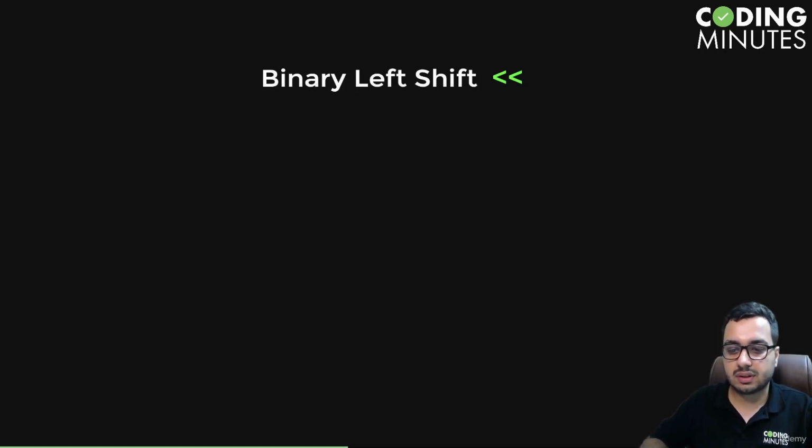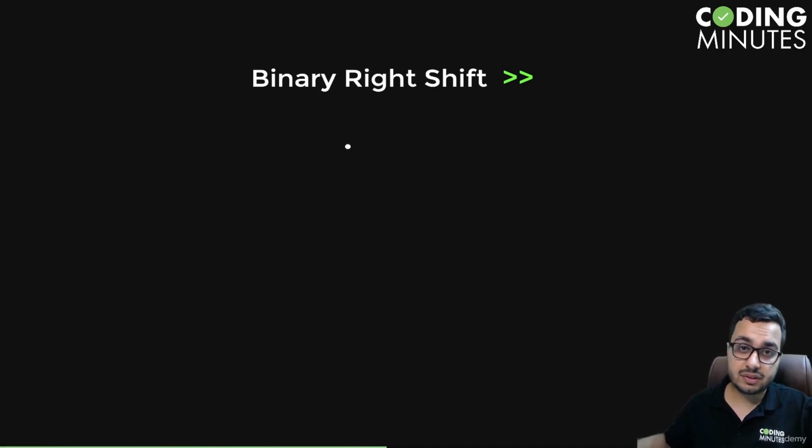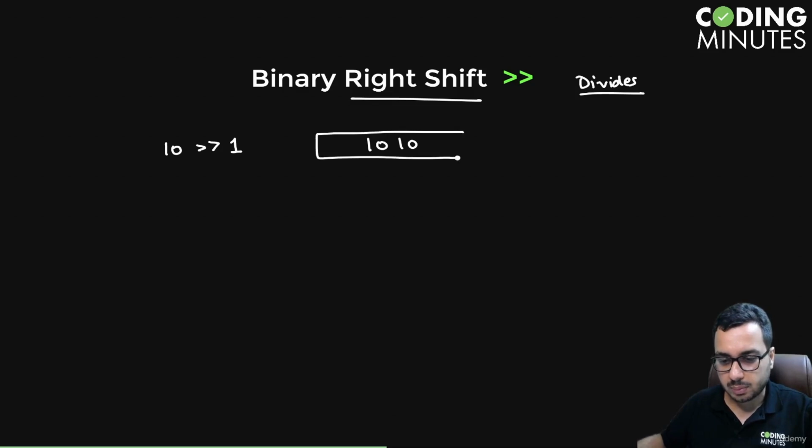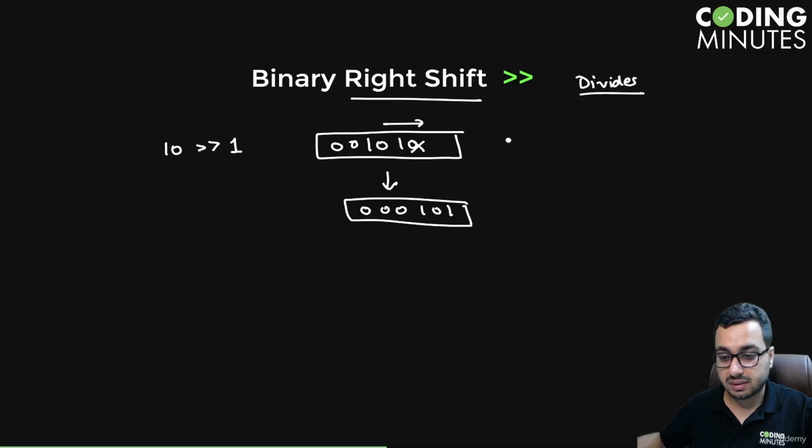Similarly, we also have something known as right shift. So left shift does multiplication, right shift divides. Let us start with one example. Let's say I have a number 10, and if I do a right shift with 1, that means I'm going to divide by 2 raised to the power 1. So 10 in binary is 1010, and doing a right shift means we are moving every bit towards right by one step. So this bit will get discarded and the original number would become 0 0 0 1 0 1, and clearly we know this number is 5.